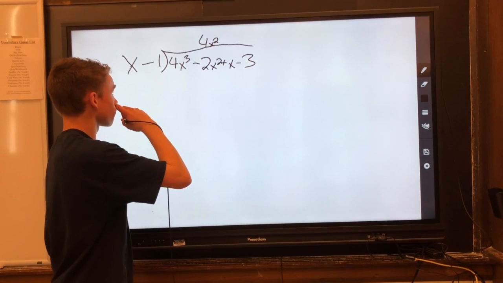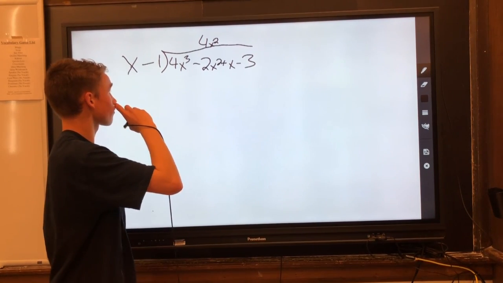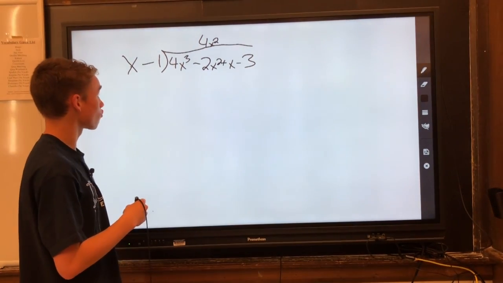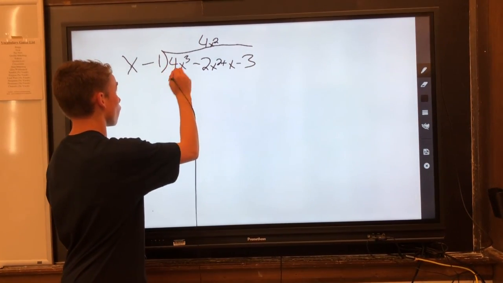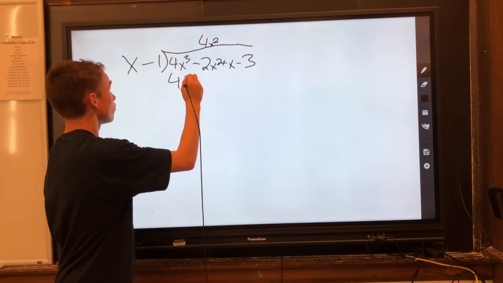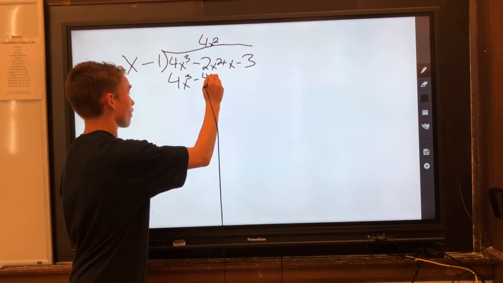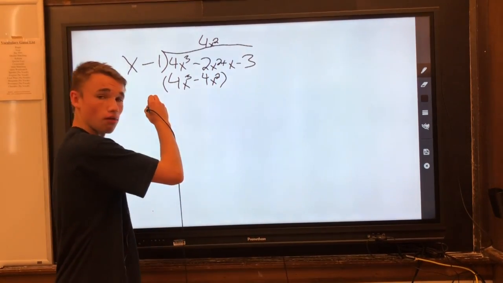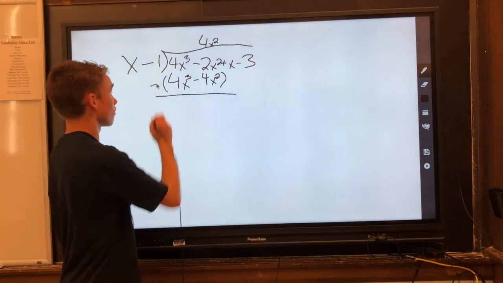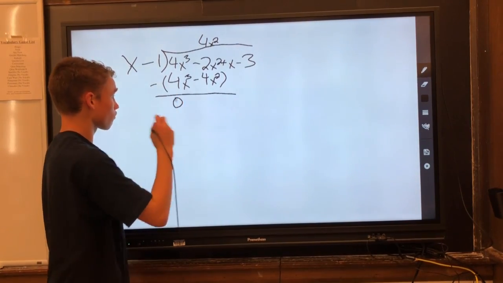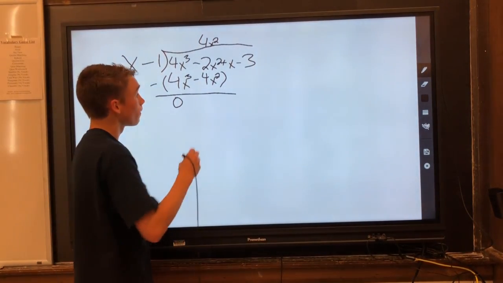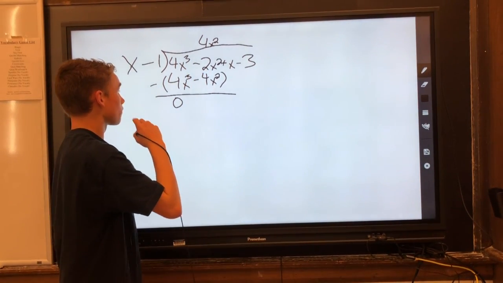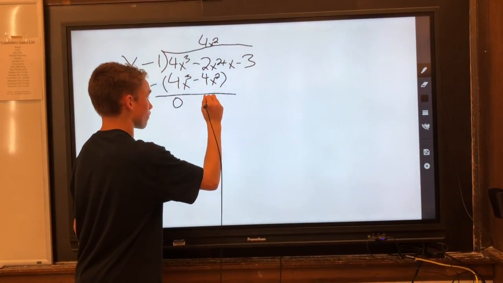And you ask yourself, you multiply your 4x cubed, or excuse me, 4x squared by x minus 1, and you get 4x cubed minus 4x squared. Now, just like basic long division, you subtract it. Now you get 0 here, of course, which is what you want. And then you add 4x squared to negative 2x squared, and you get 2x squared.